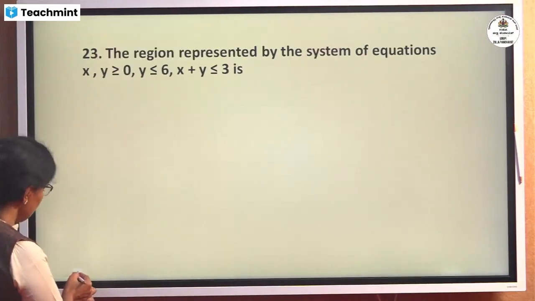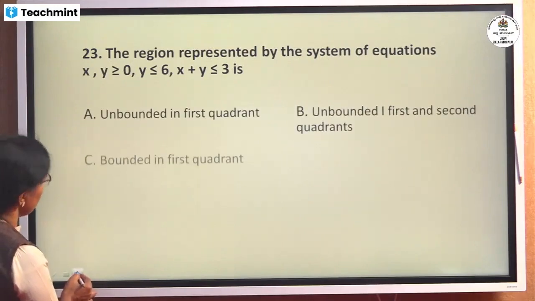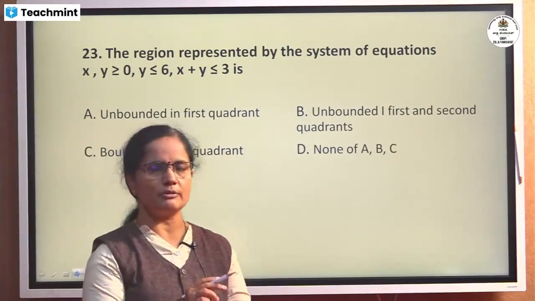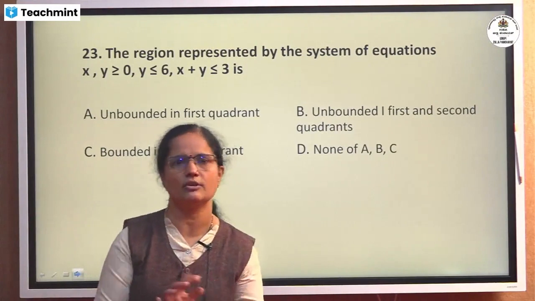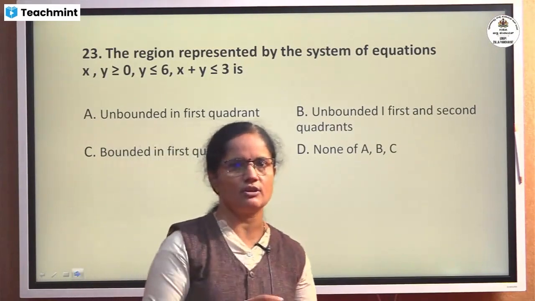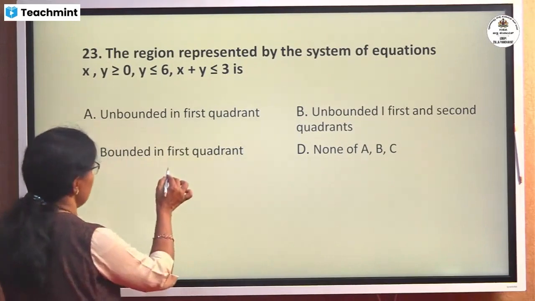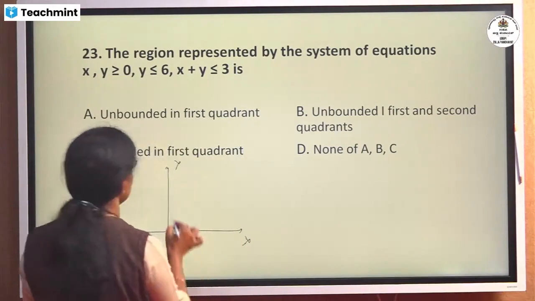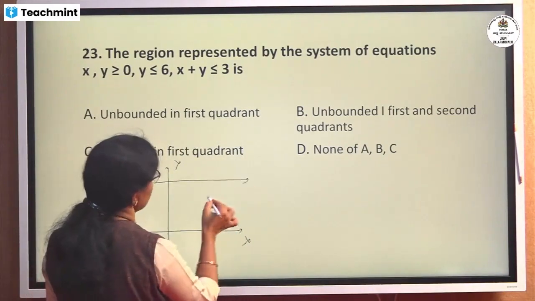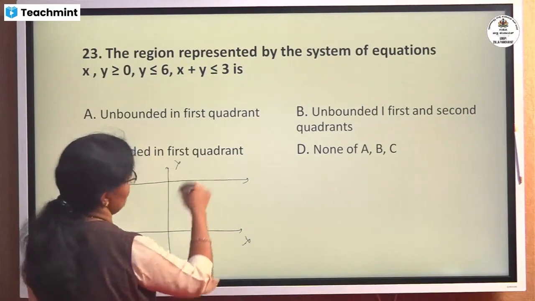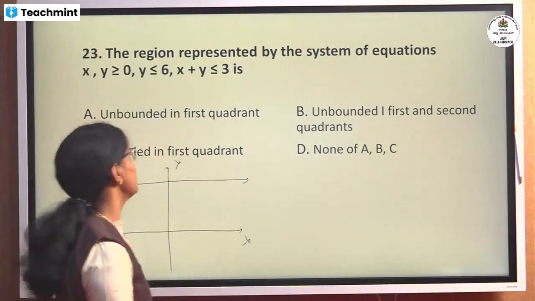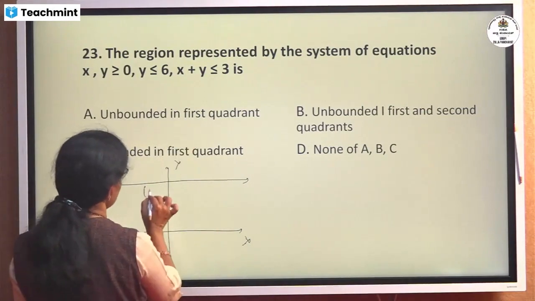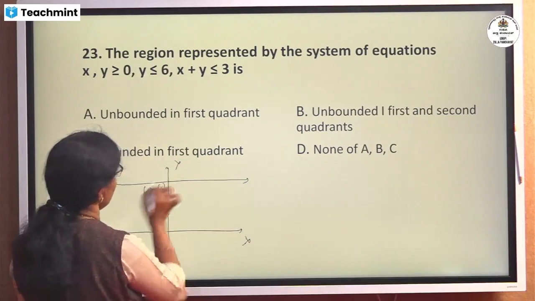So let me go further. Yes, the region represented by the system of equations, non-negative constraints, y is less than or equal to 6, x plus y is less than or equal to 3 is. So, very simple, you may go for the graph, you will get the solution very easily, x and y axis. So, y is less than or equal to 6. This is the line y is equal to 6. Less than or equal to 6 means you have to take the origin portion as the solution. So this is the point (0, 6).